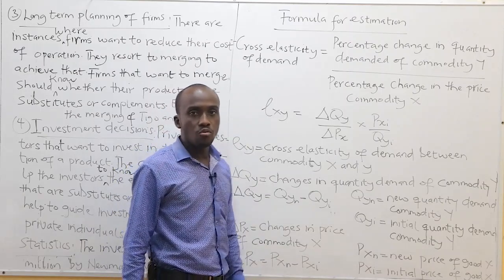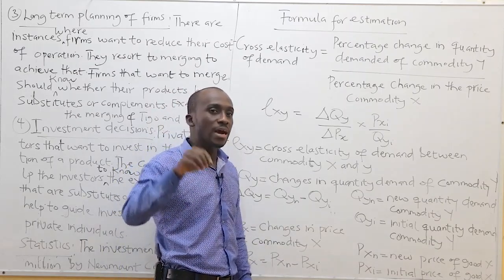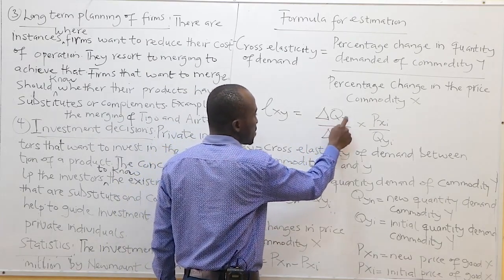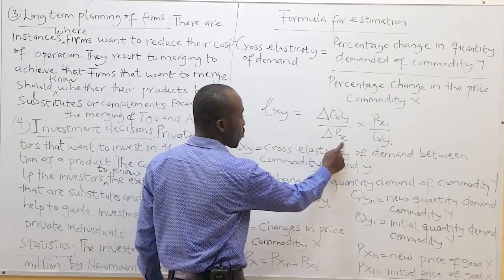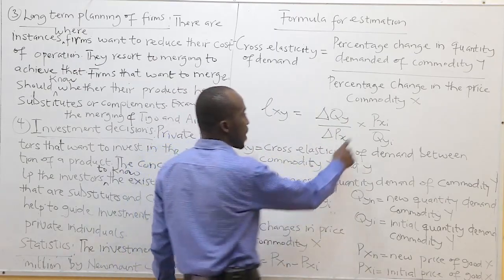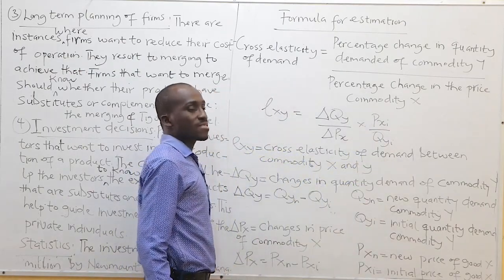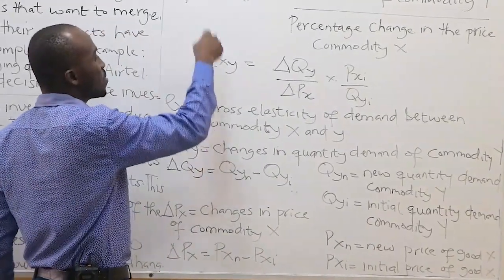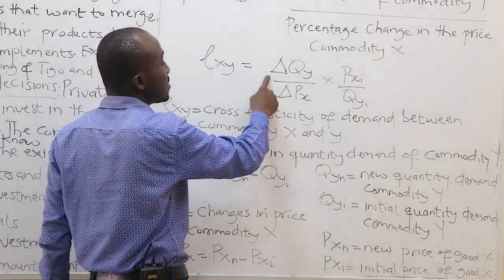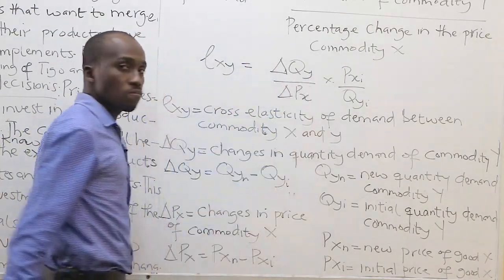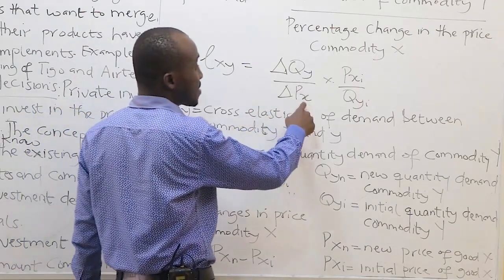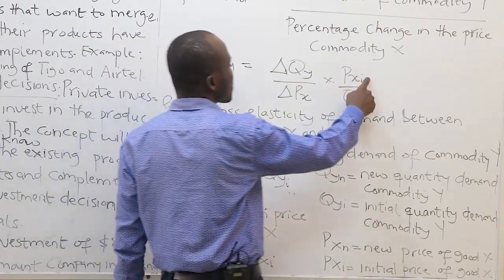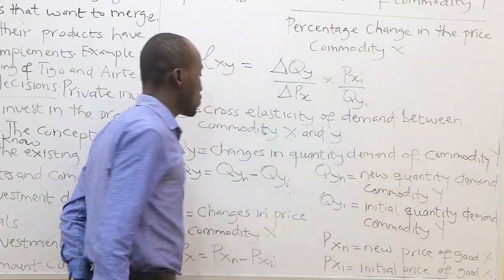Why X and Y? Because we are looking at X and Y. You can use Q and Z, X and T, whatever you want. So the cross elasticity between commodity X and Y is equal to the change in quantity demanded of commodity Y over the change in the price of commodity X, times the initial price of commodity X over the initial quantity demanded of commodity Y. It can be vice versa, depending on how the question was formed.